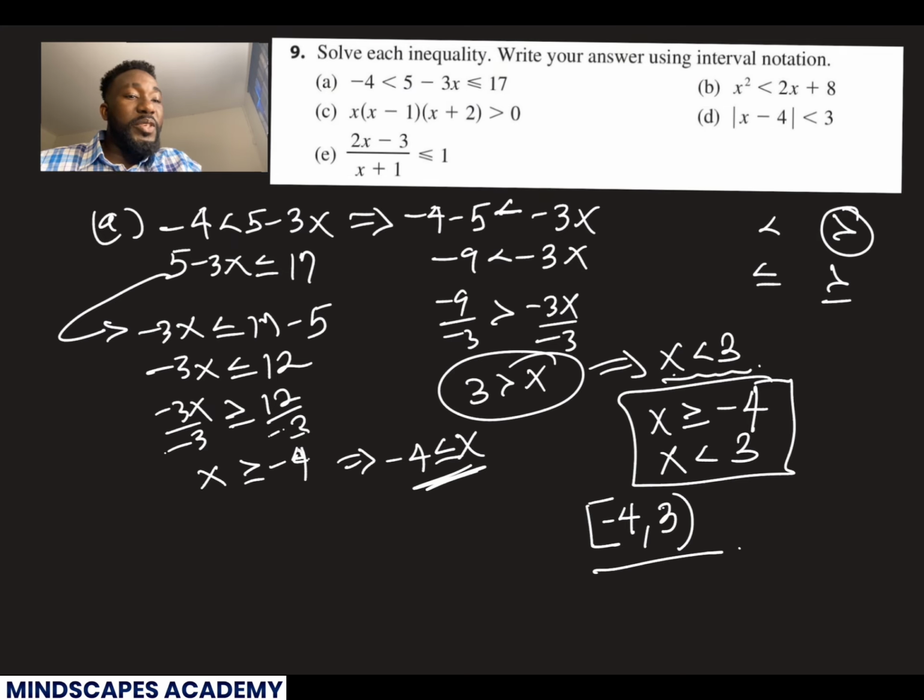So we can have x between negative 4 and 3, but negative 4 inclusive. But 3 is not inclusive because x is less than 3. So you use the square bracket to include a point, and you use these parentheses to exclude points. As we move forward in solving other problems, you will understand the interval notation more.